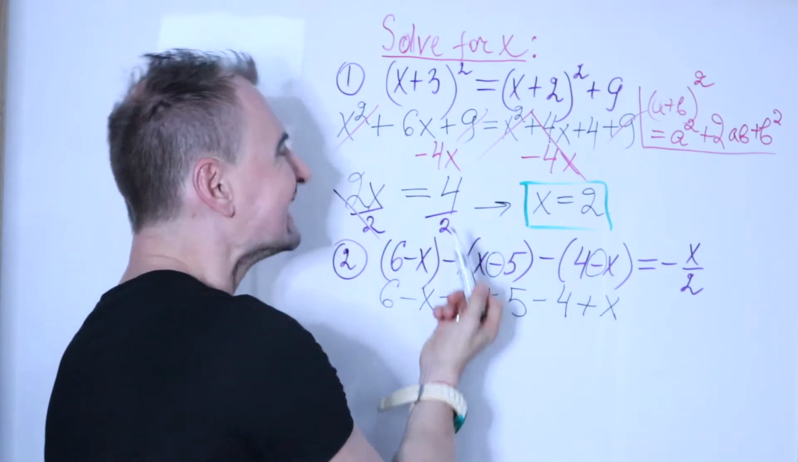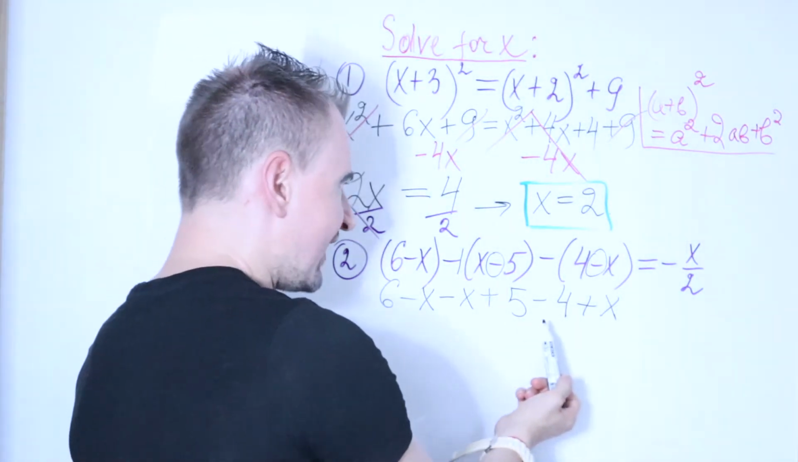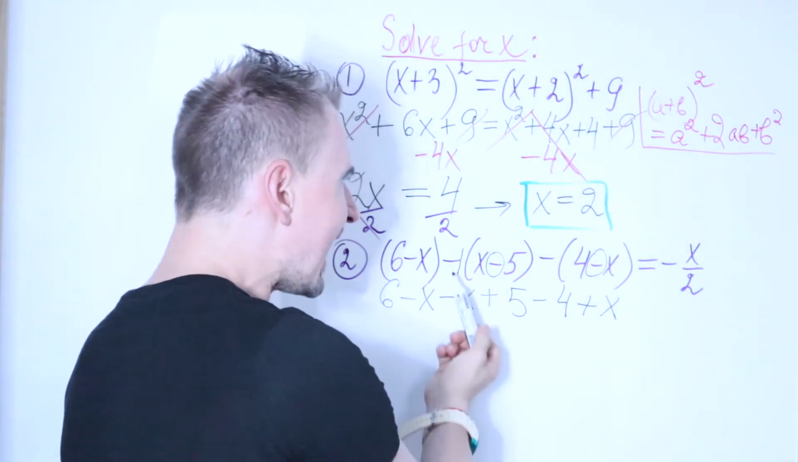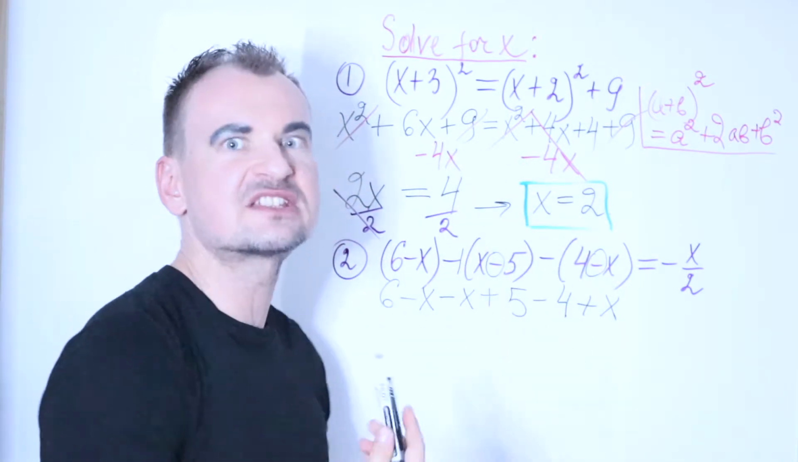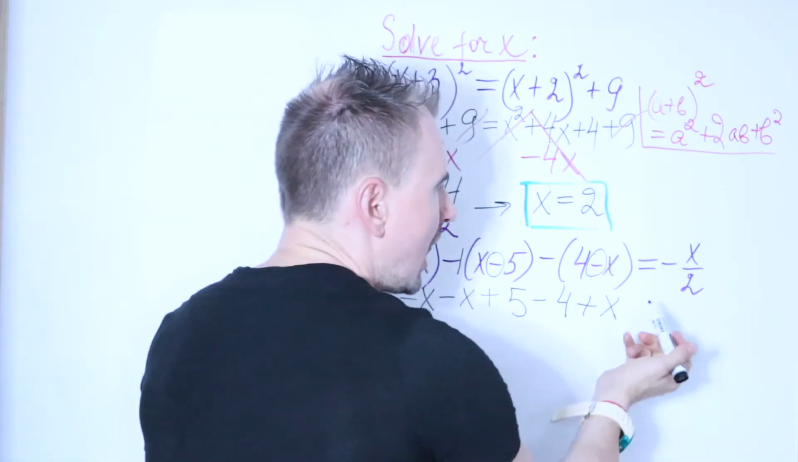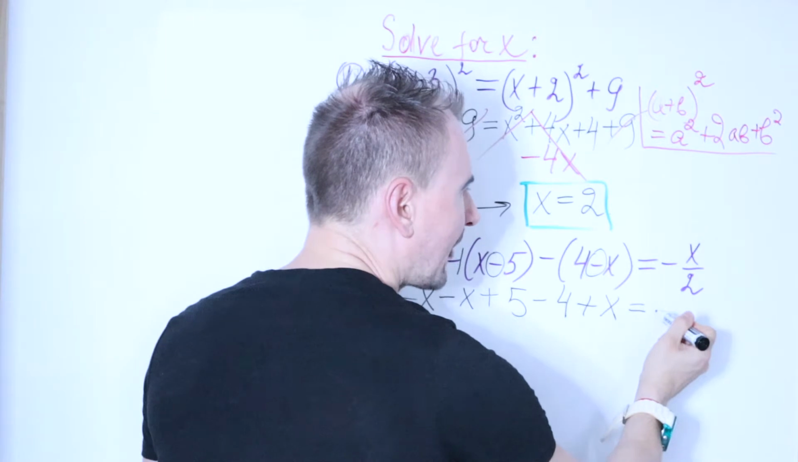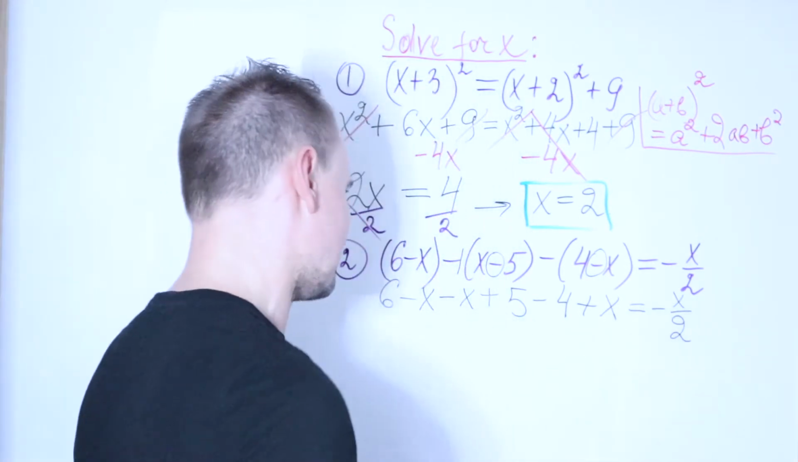So minus 1 times x becomes negative x, and negative 1 times negative 1 becomes positive. That's where this positive comes from. And whatever you have on your right side, keep it for now. So it's this negative x over 2.